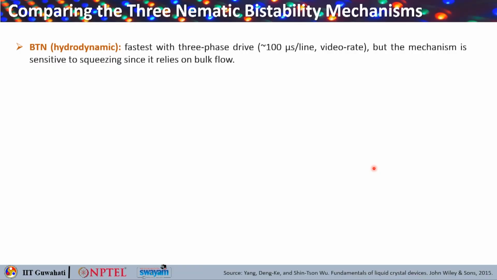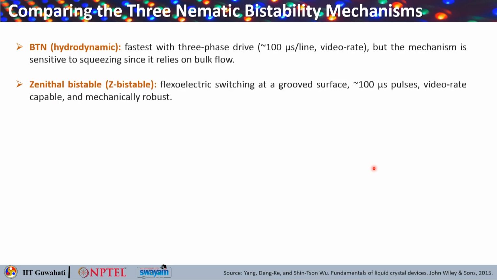Now, if you compare the three nematic bistability mechanisms, the first one, the BTN, was hydrodynamic and the fastest with the 3-phase drive. We have seen 100 microseconds per line, so it can support video rate, but the mechanism is sensitive to squeezing since it relies on bulk flow.